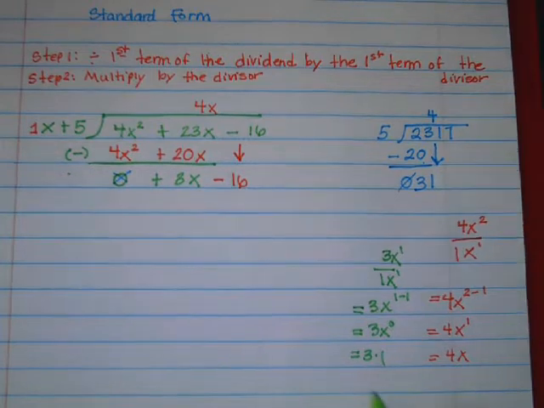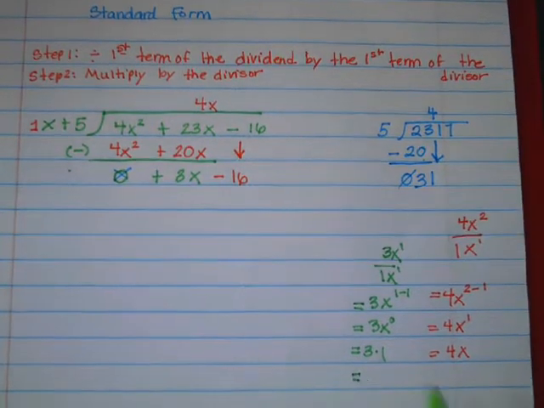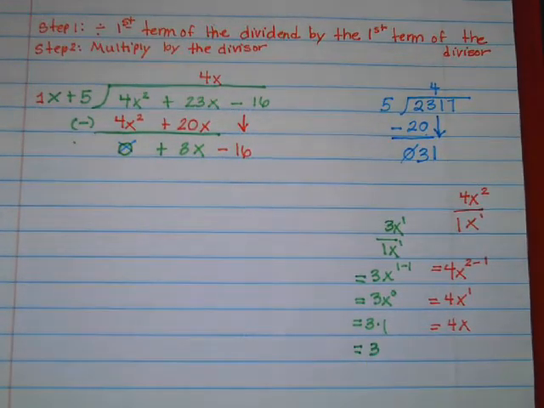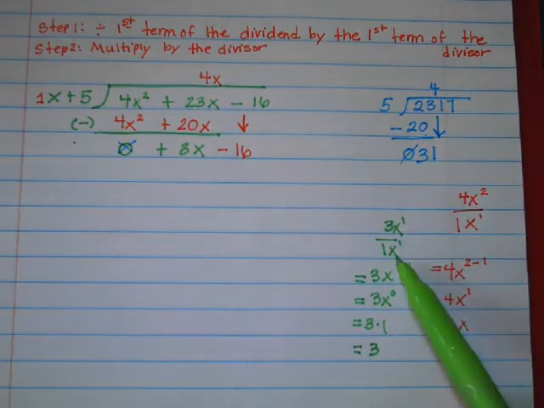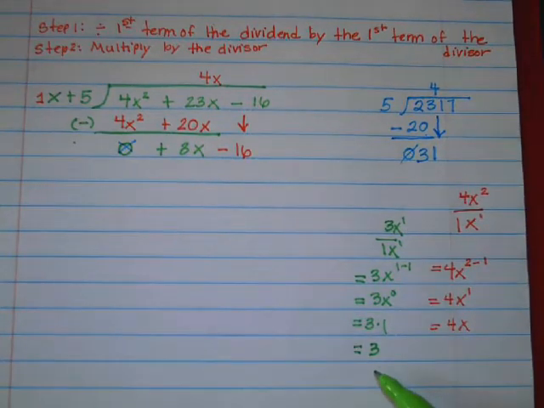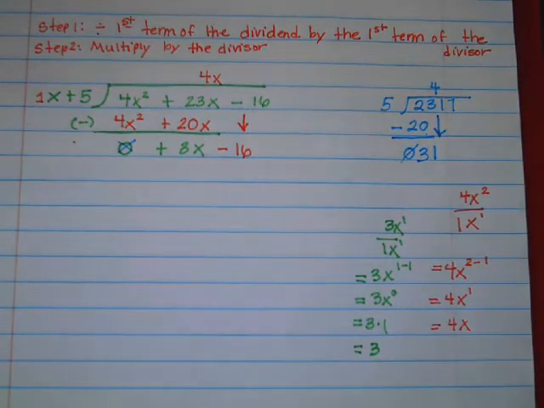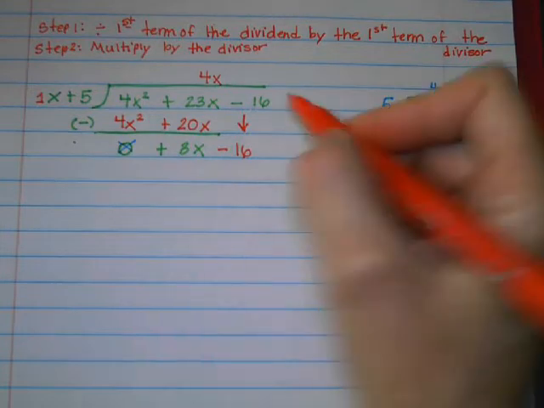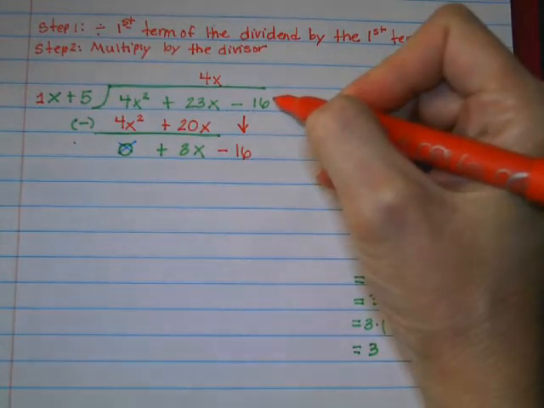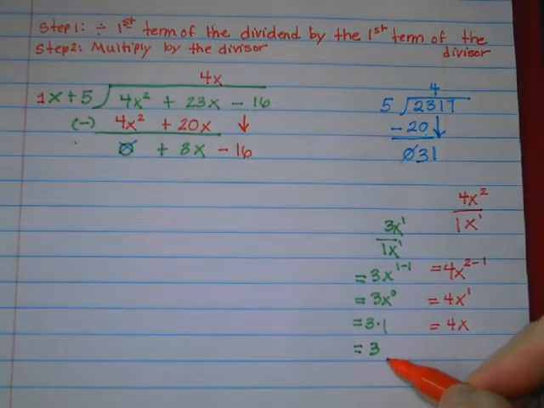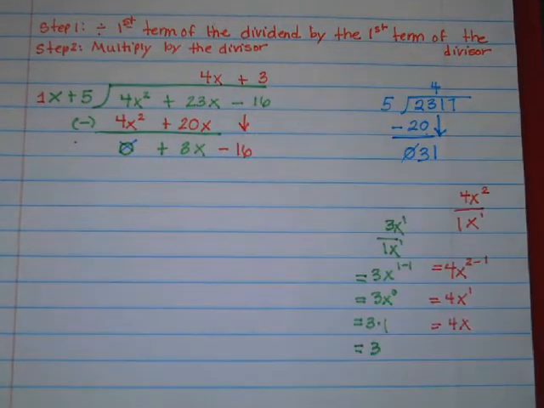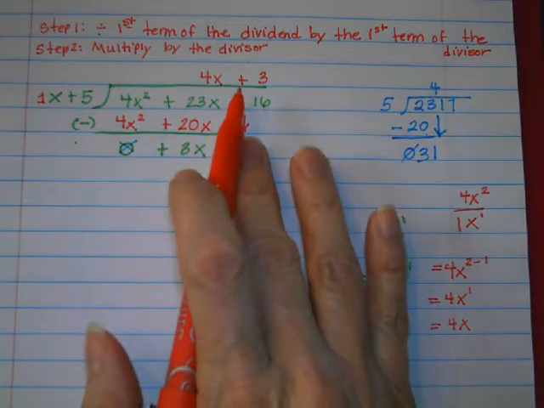Alright, so when you multiply 3 times 1, you're going to get 3. So this means if we take 3x and we divide it by 1x, we'll get a positive 3. So again, we're going to write that answer right on top of its like term. Notice this 3 here is a constant, so we're going to put it right on top of this constant of 16. Since it is a positive 3, we're going to write plus 3. If it was a negative 3, you would have written minus 3.